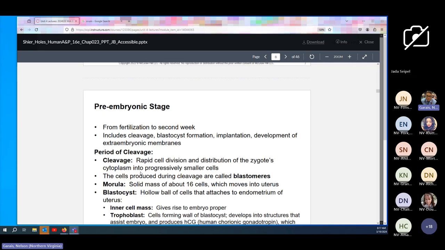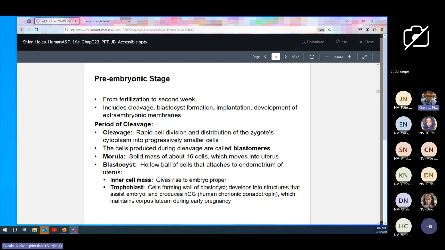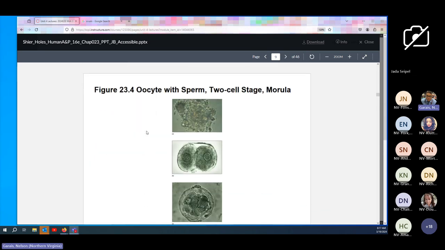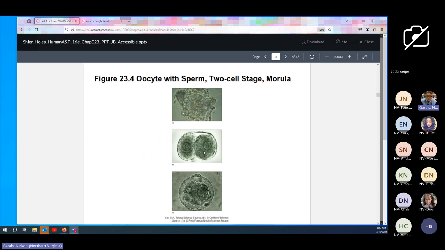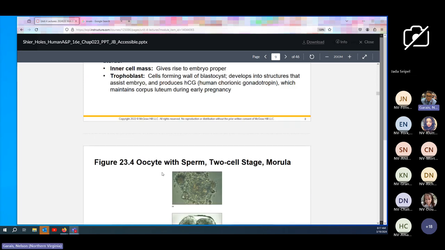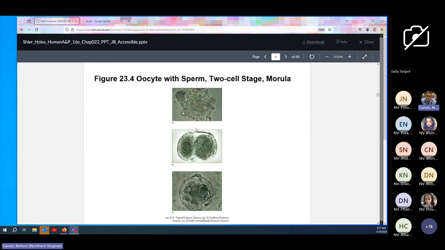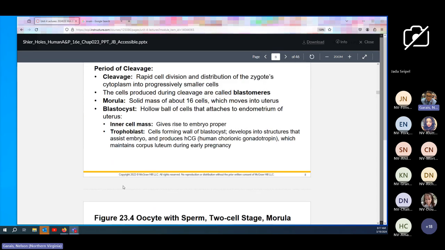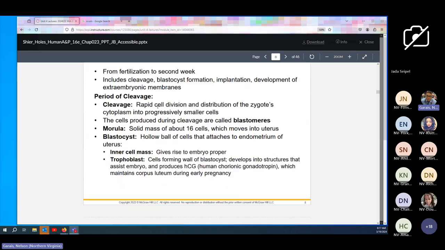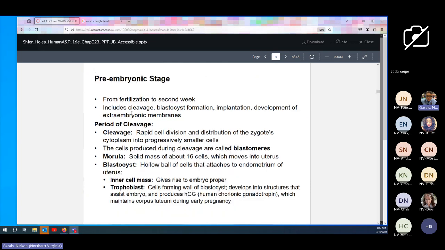That kind of thing. So the pre-embryonic stage, that's the zygote that goes into the second week. So what happens? Once there's fertilization, the cells are going to start splitting and dividing, okay? So the period of cleavage. Cleavage is when the cell splits into two, then two turn into four, four turn to eight, eight turn into 16. All of these cells during this cleavage stage, which is the pre-embryonic stage, the general term is blastomere, right? But the specific term for a solid mass of about 16 cells is the morula.